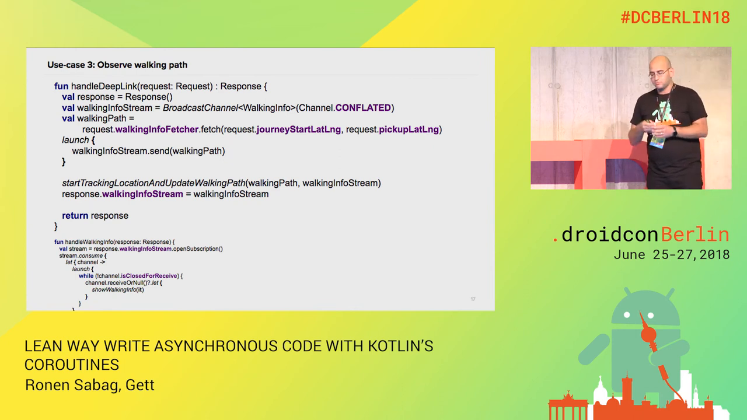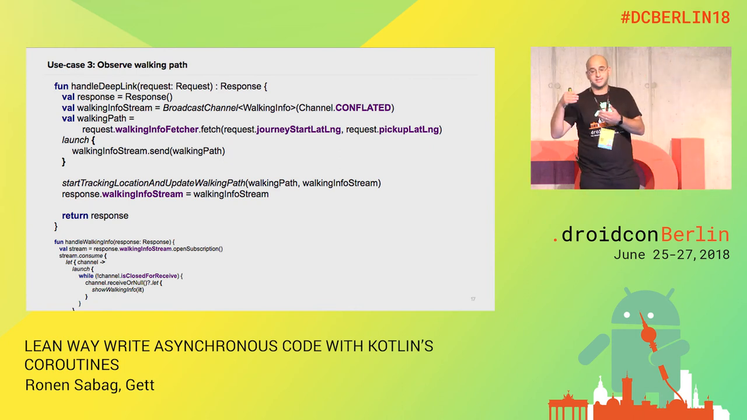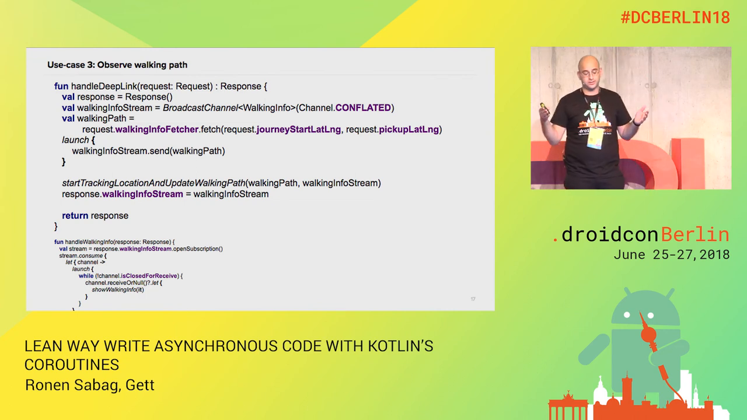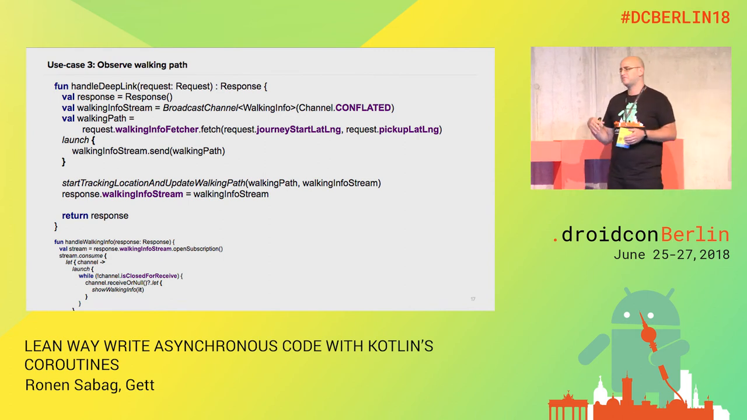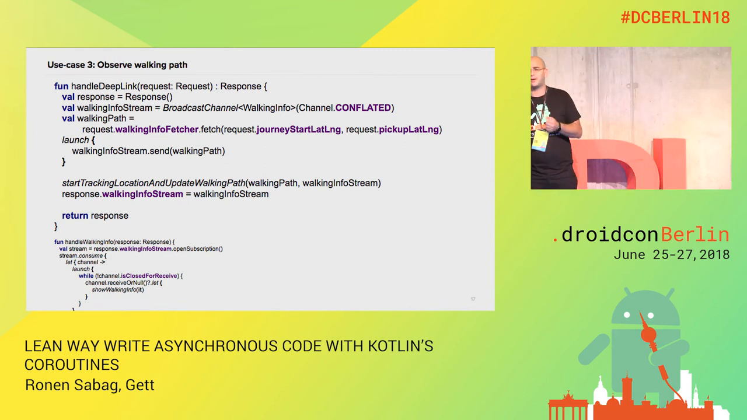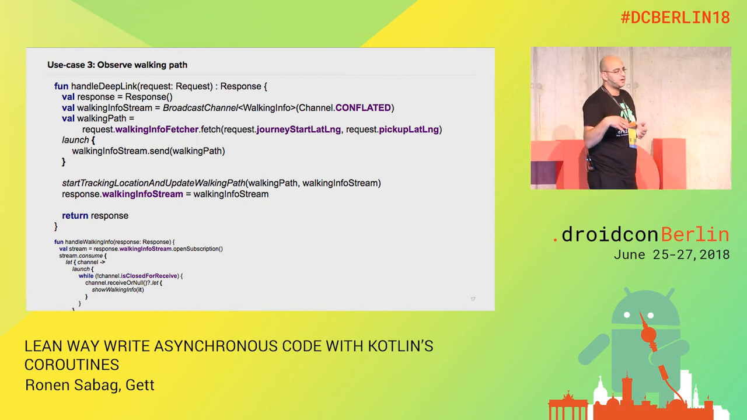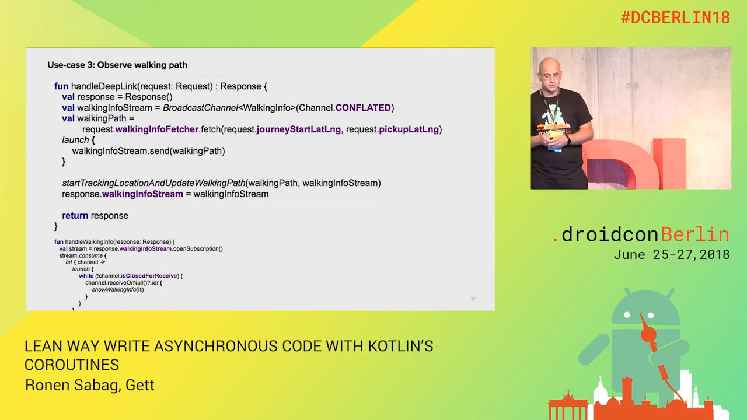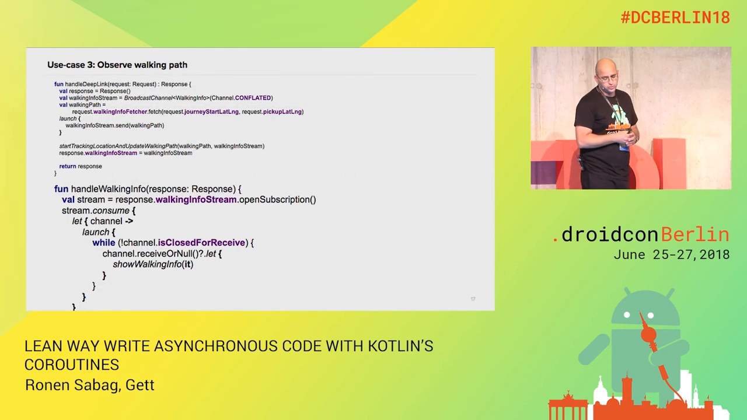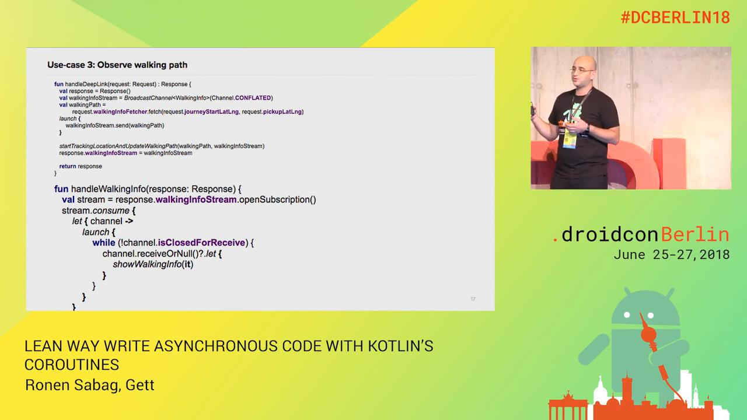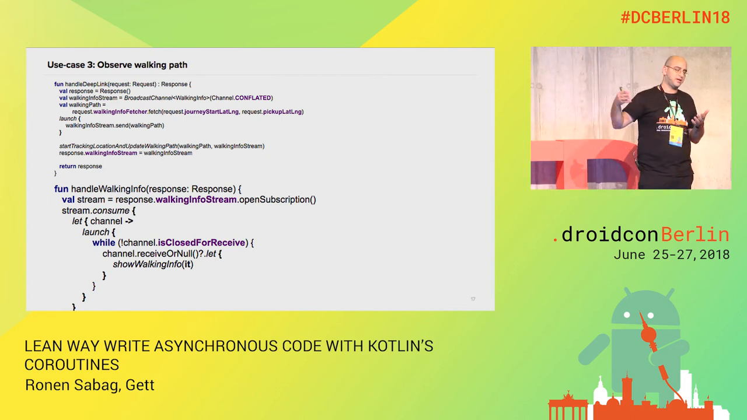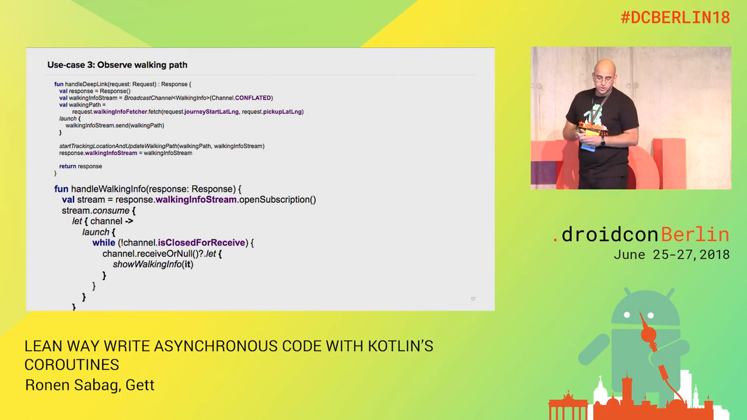And like I told you before, send is a suspend operation, so I must wrap it with a coroutine. And after that, I'm going to call some function which will do the calculation with the location and update the walking path every time that something has changed. And we're going to return it as the response. On the UI side, what we need to do is get this broadcast channel and open a subscription. This is the way that we open a new subscriber that's going to be notified about the changes. And then we start to consume it.